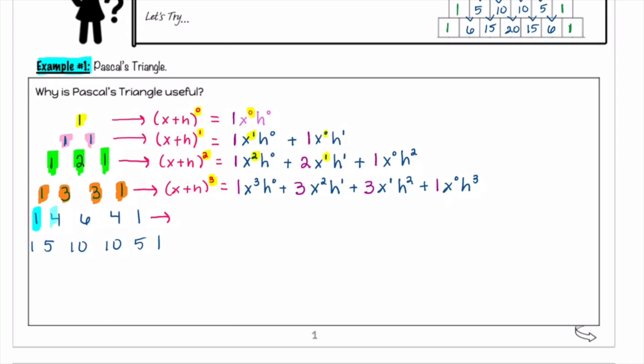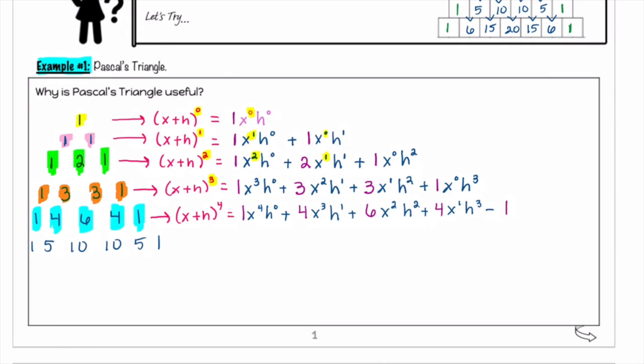Here we have 1, 4, 6, 4, 1. Again, this comes from a binomial, x plus h, raised to the fourth power. And these are our leading coefficients. I would start with x to the fourth, h to the 0. My x's would decrease and my h's would increase as I move from the left to the right. And the last one, we have x plus h to the fifth.